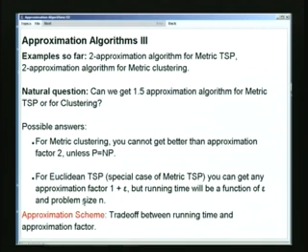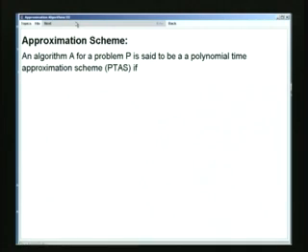We can evaluate that dependence, and in fact, we can work with a wide range of epsilons, and that is what this result says. Such results are called approximation schemes, and this is what we are going to study today. Here is a quick definition. An algorithm A for a problem P is said to be a polynomial time approximation scheme, abbreviated as PTAS, if the following conditions hold.